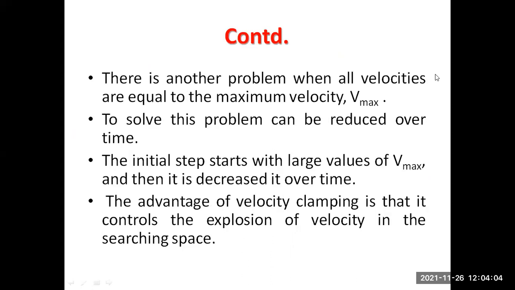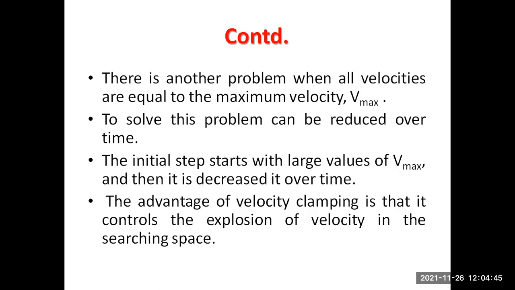There is another problem when all the velocities are equal to the maximum velocity. At that time, the problem is that you cannot update further because it has reached the maximum, so there is no chance of updating. To solve this problem, Vmax can be reduced over time. The initial step starts with a large value of Vmax and then it is decreased over time. So if your velocity value is reaching the maximum, we need to decrease it over steps.